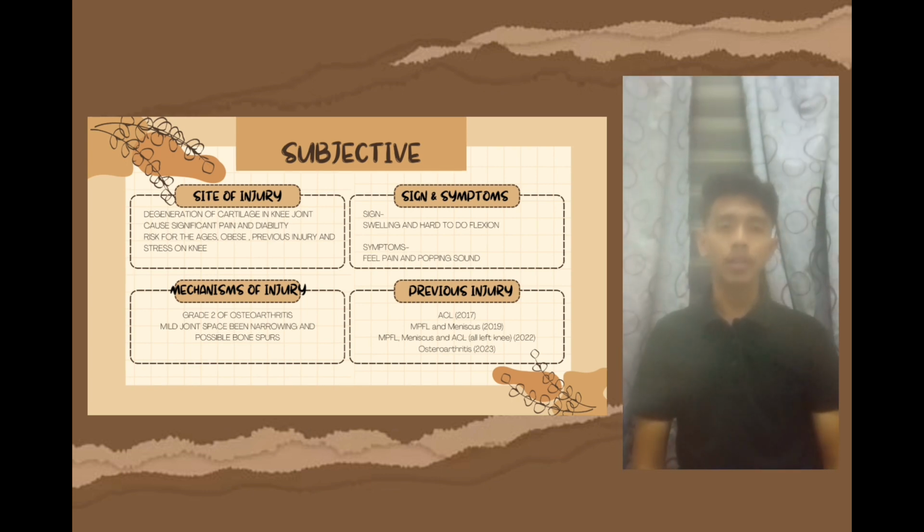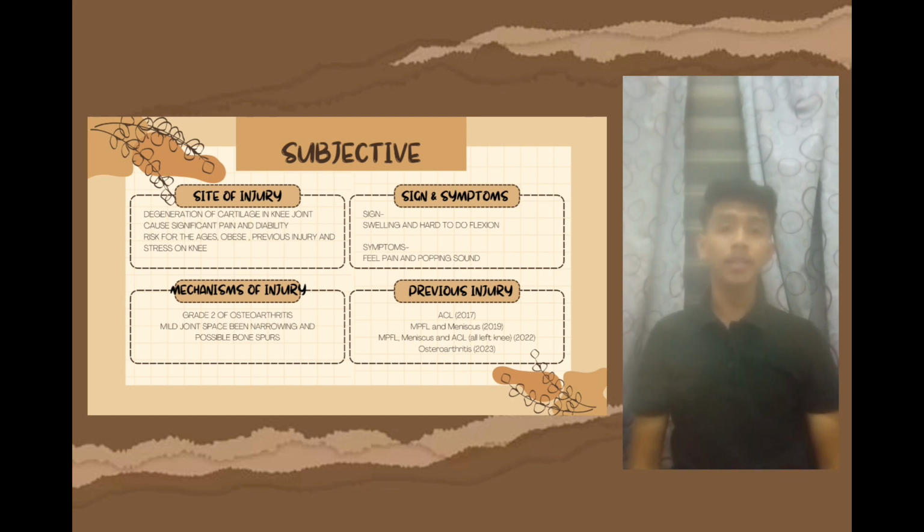The first one is the site of injury. Knee osteoarthritis specifically refers to the degeneration of cartilage in the knee joints. It is one of the most common forms of osteoarthritis and can cause significant pain and disability. The symptoms of knee osteoarthritis may include pain, stiffness, swelling, and difficulty walking. The risk factors for developing osteoarthritis include age, obesity, previous knee injury, and repetitive stress on the knee.